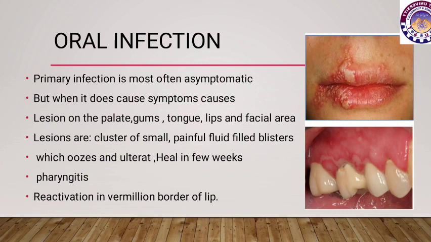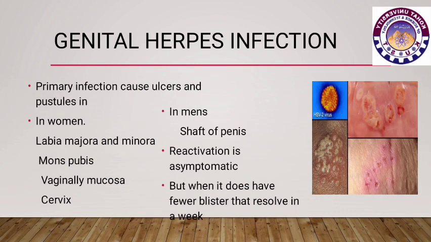With genital herpes, primary infection can cause symptoms like ulcers and pustules, which form on the labia majora, labia minora, mons pubis, vaginal mucosa, and cervix in the woman, and on the shaft of the penis in the man. Like oral herpes, most of the time reactivation doesn't cause any symptoms, but when it does, the most common pattern is to have a few blisters that resolve rapidly in a week.